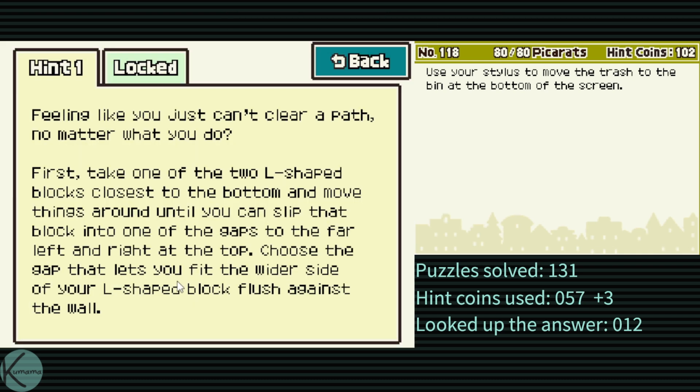Feeling like you just can't clear a path no matter what you do? First, take one of the 2 L-shaped blocks closest to the bottom and move things around until you can slip that block into one of the gaps to the far left and right at the top.